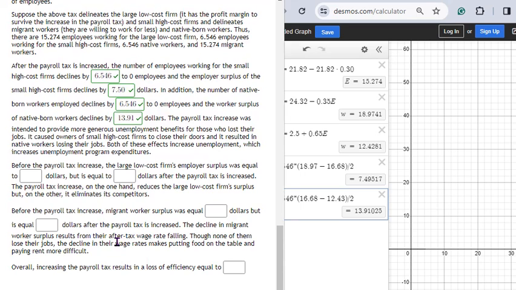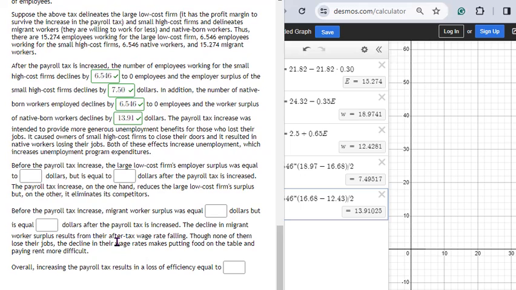But what it did is it may have done that, right? But what it also did is it made more people unemployed. It added to the unemployment. It added to the number of people unemployed. So it made unemployment worse, right?